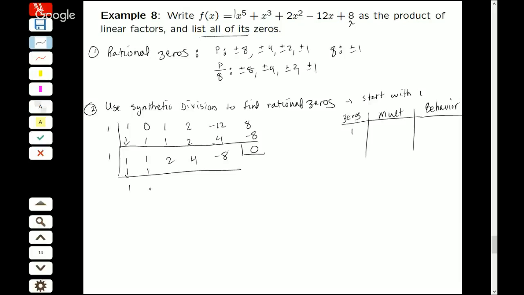So bring your 1 down. 1 times 1 is 1. 1 plus 1 is 2. 2 plus 2 is 4. 4 plus 4 is 8. Did it work? Yes. So I know it's worked at least twice. Do it again.